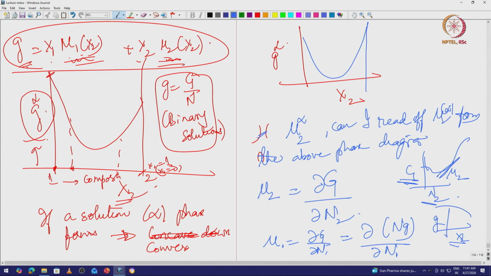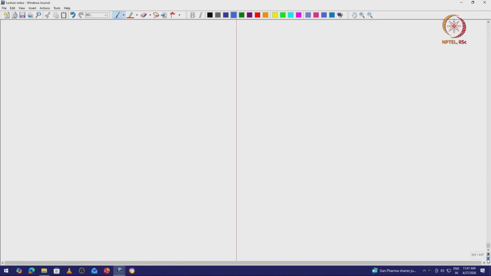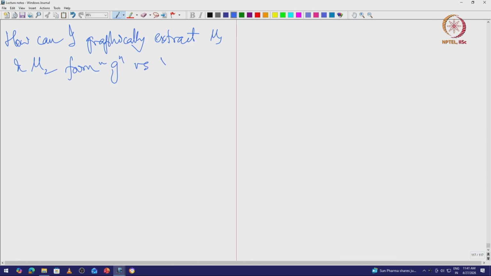So, I want to write everything in terms of small g and x2, and in a curve that consists of small g and x2, how do I extract the mu's? That is the question that we are asking. How can I graphically extract mu1 and mu2 from small g versus x2 curves? This is going to be an important exercise in all of solution thermodynamics, so just bear with me here.